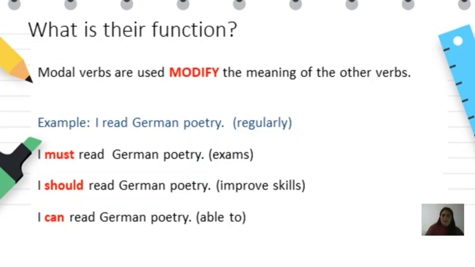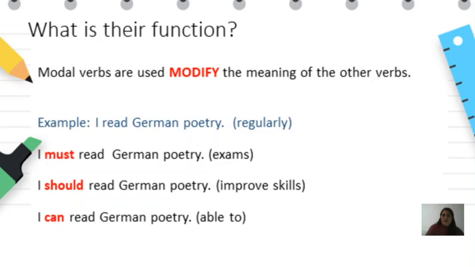For an example, we have a simple statement. I read German poetry. What does it mean? That you do it as a usual, repeated activity. Doing it on a regular basis. I read German poetry, saying nothing more or less.